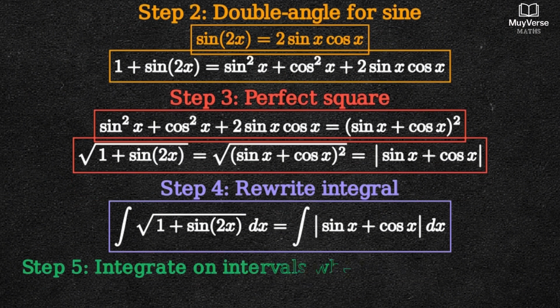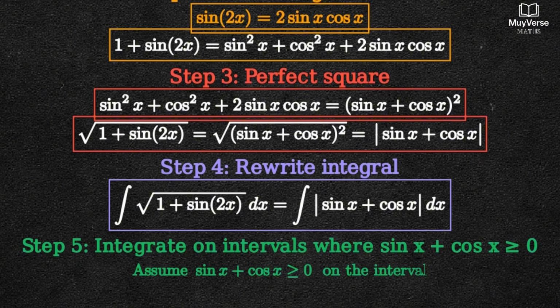Step 5. Handle the absolute value. We must consider the sign of sine x plus cosine x. To get a clean antiderivative, we work on any interval where sine x plus cosine x is non-negative. So we assume sine x plus cosine x is greater than or equal to 0 on our interval. Then the absolute value drops.